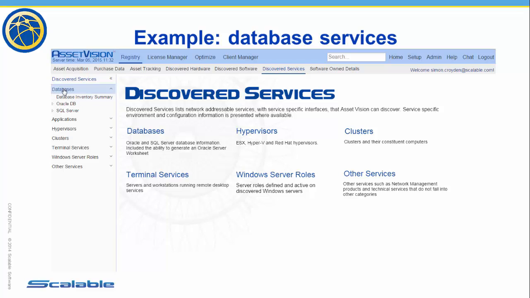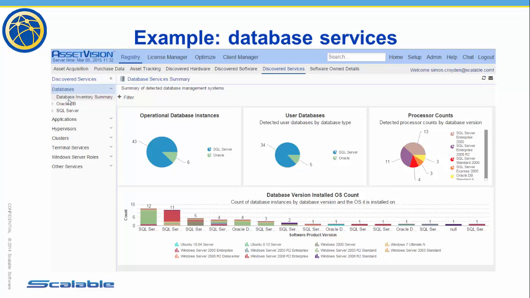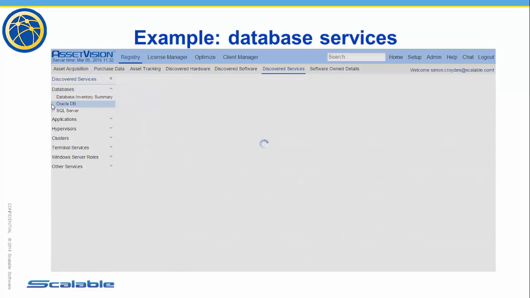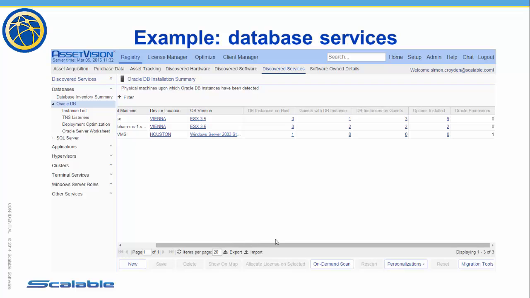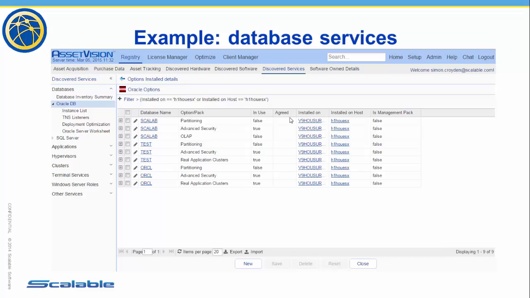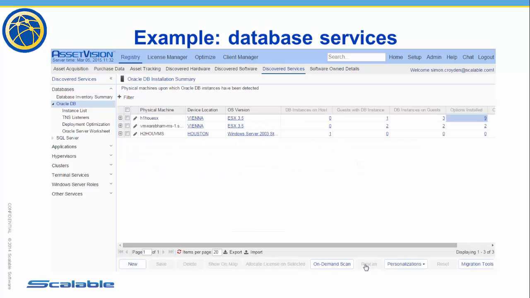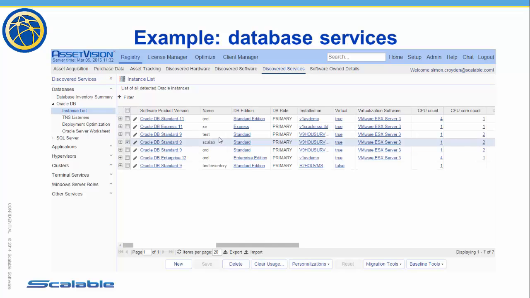An entire section of Asset Vision is dedicated to the discovery of running services. We have specific support for certain classes of software service, such as Oracle and SQL Server. For these services, not only do we identify the existence of running services, we also gather key data points, such as databases and feature packs, particularly relevant for production of Oracle licensing information, such as the Oracle Server Worksheet, which can in fact be produced directly from this view.